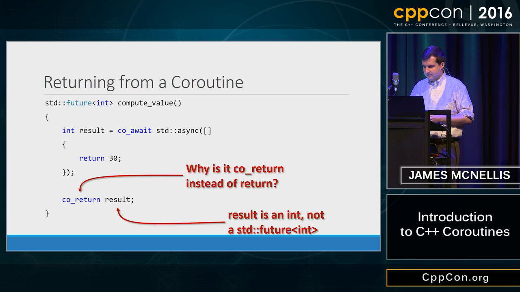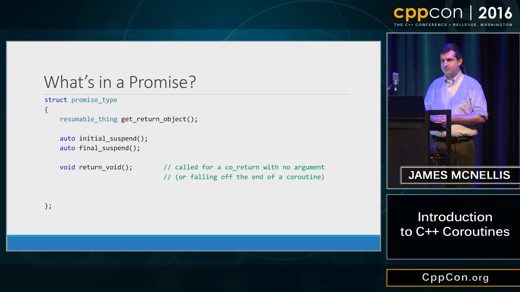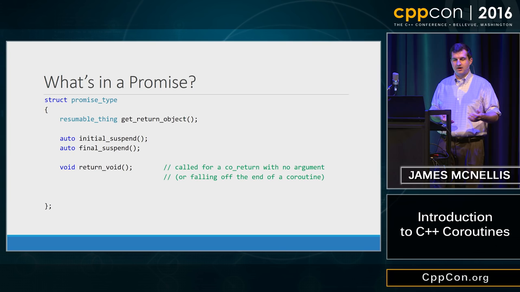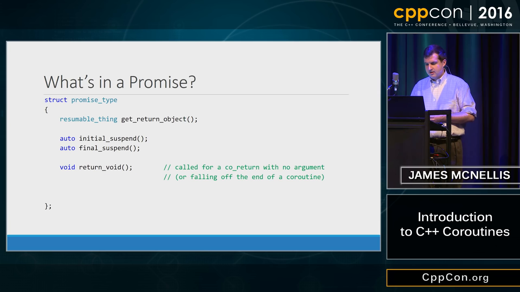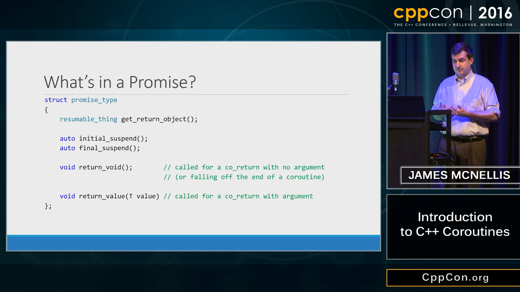So we've already seen that our promise type has to have a few things. It has to have this get_return_object. It has to provide initial_suspend and final_suspend functions. Then for coroutines that do not return values to their callers, it has to have a return_void. For coroutines that do return values to their callers, you have to implement, instead of return_void, a return_value.